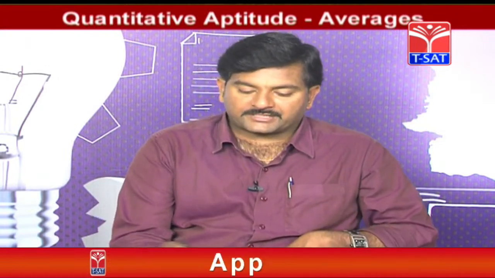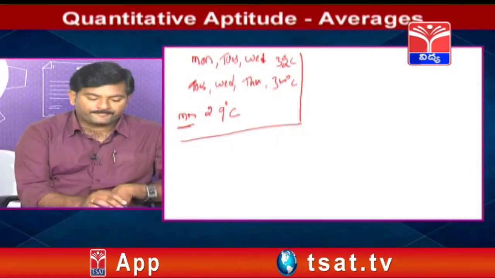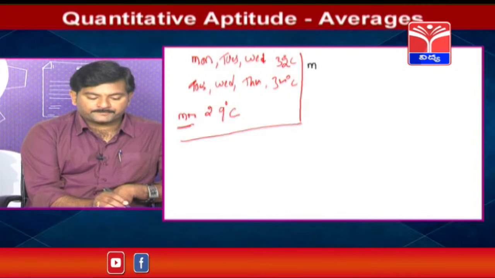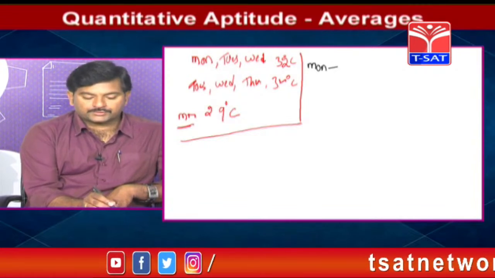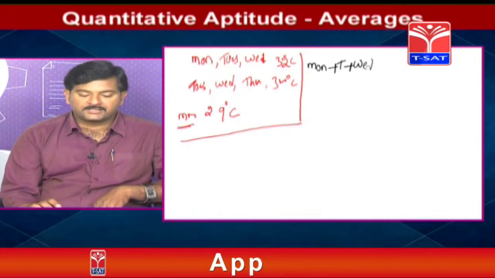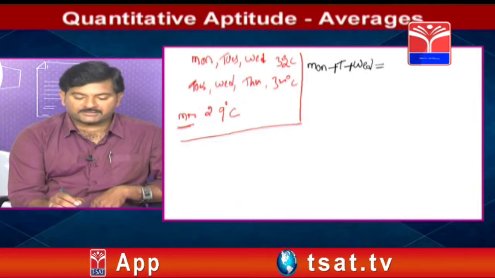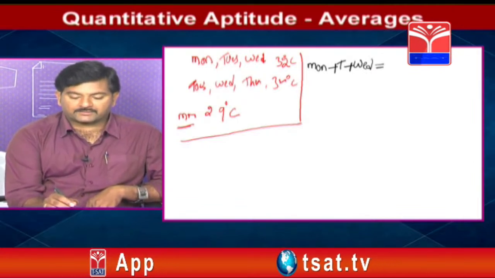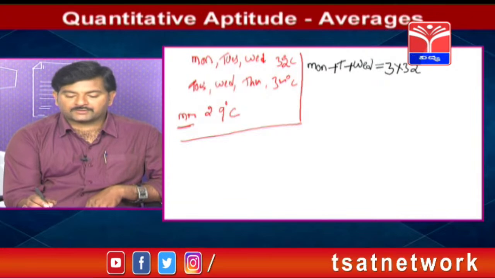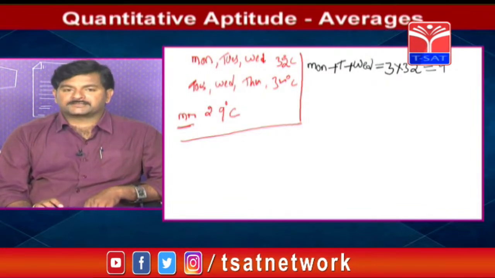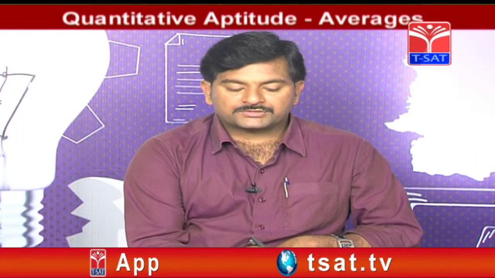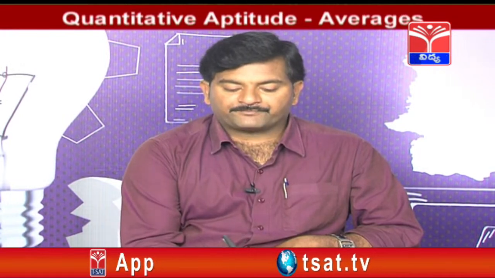Monday, Tuesday and Wednesday. So Monday plus Tuesday plus Wednesday temperature, average temperature how much is given? 32 given. So we can find the total temperature, that is 32 into 3, which is equal to 96 degree Celsius. Okay, next, secondly, again the average temperature of Tuesday, Wednesday, Thursday.